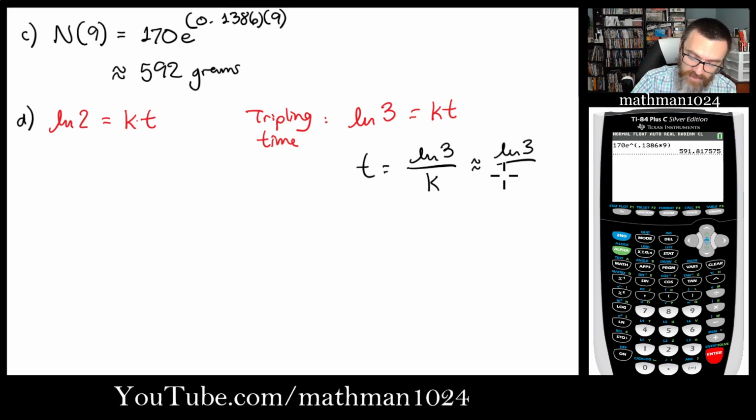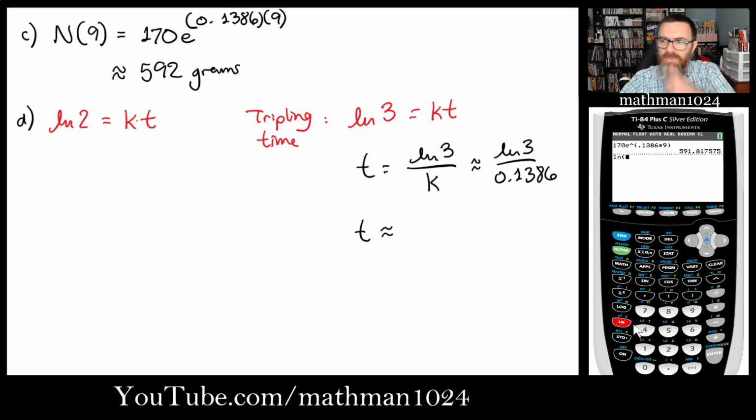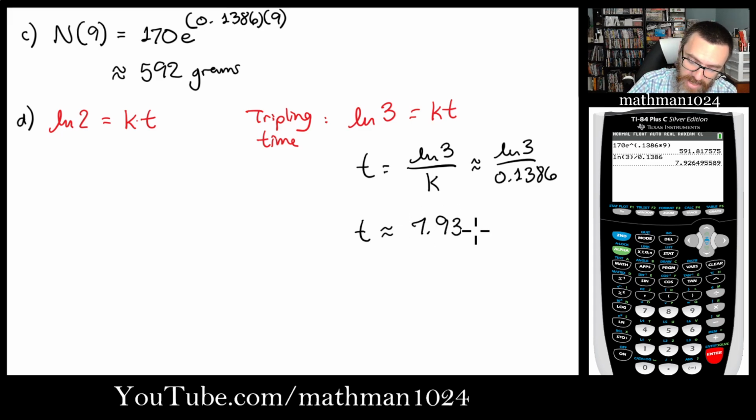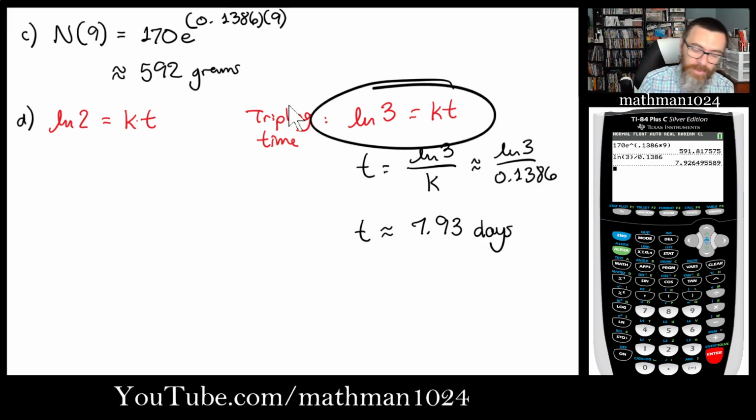So natural log of 3 divided by 0.1386. And let's find about how long it takes for things to triple. All right, so we have the natural log of 3 divided by 0.1386. So it tells me that it takes about 7.93 days to triple. Okay. And again, it's coming from this nice little formula right there.